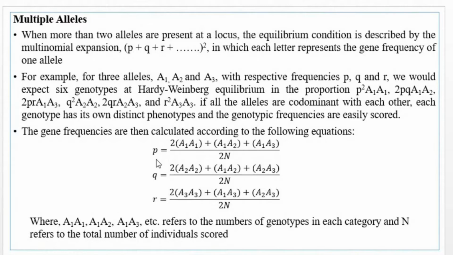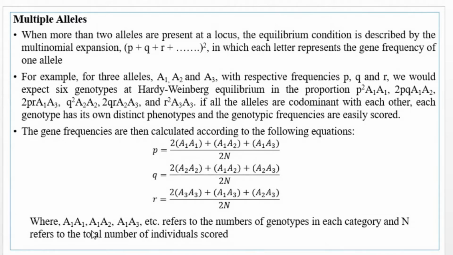As p is equal to 2NA1A1 plus NA1A2 plus NA1A3 upon 2N, using the formula we saw earlier. With 2 alleles it was 2NAA plus heterozygous NAa upon 2N, but now with 3 alleles, an extra genotype comes in. So p is equal to 2A1A1 plus A1A2 plus A1A3 upon 2N. q is equal to 2A2A2 plus A1A2 plus A2A3 upon 2N. r is equal to 2A3A3 plus A1A3 plus A2A3 upon 2N. We can calculate the gene frequency.